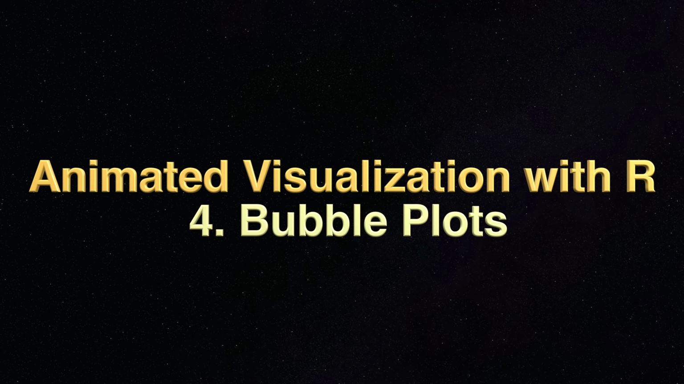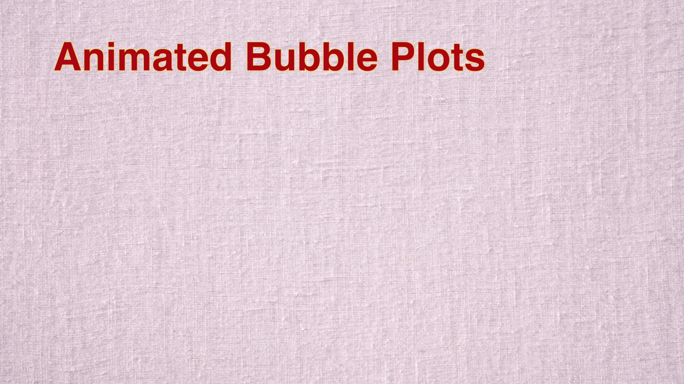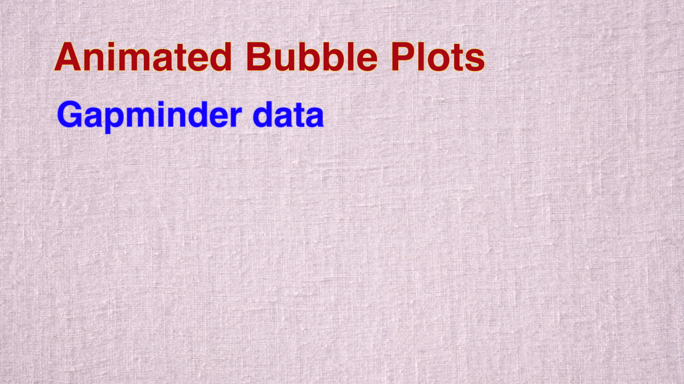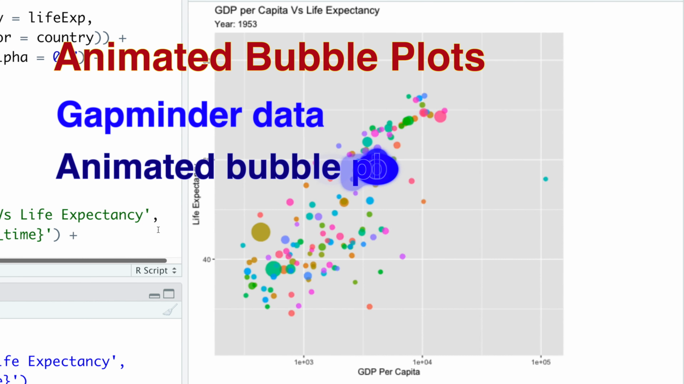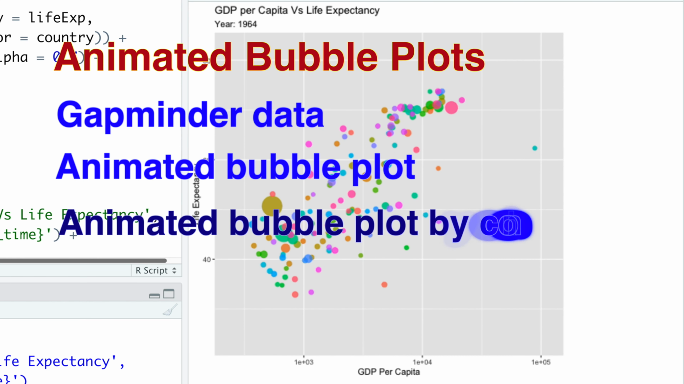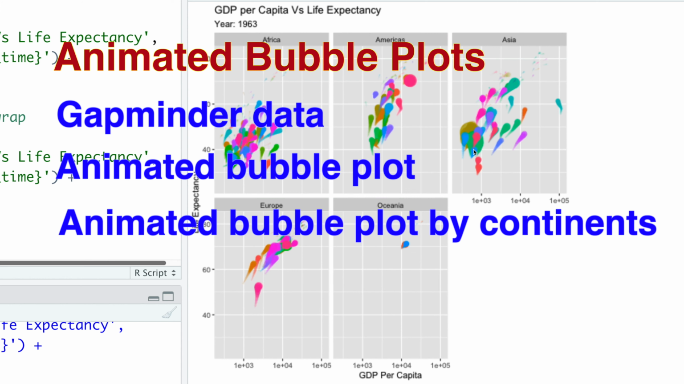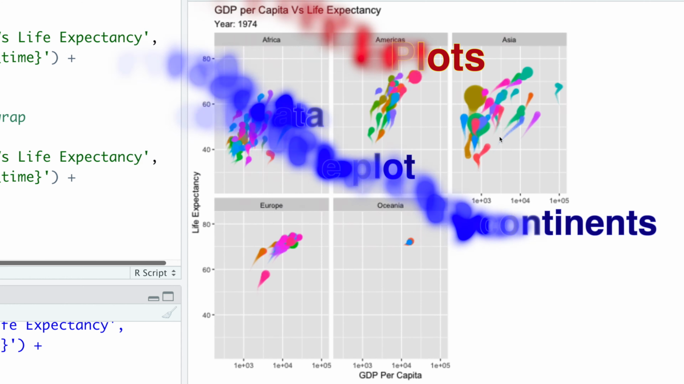Hello and welcome back. Today we'll go over animated bubble plots. More specifically, we'll make use of Gapminder data and then develop an animated bubble plot, and finally we'll create a facet wrap by separating plots across different continents.